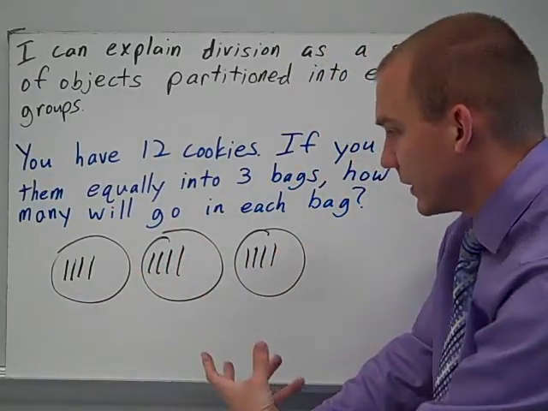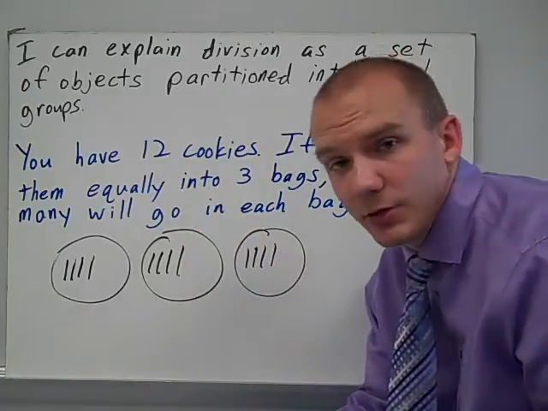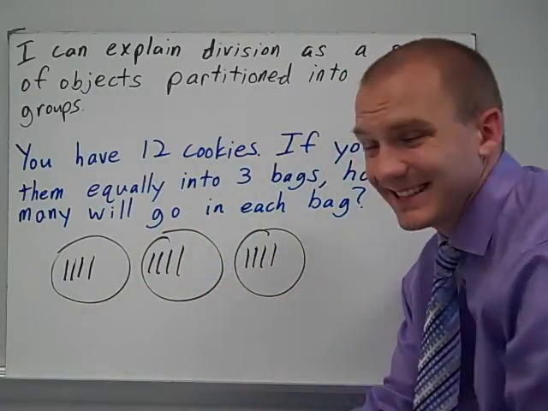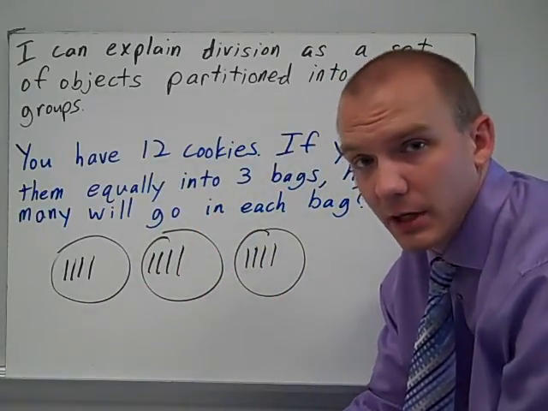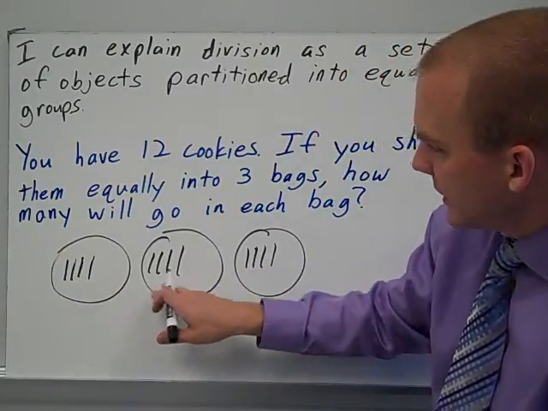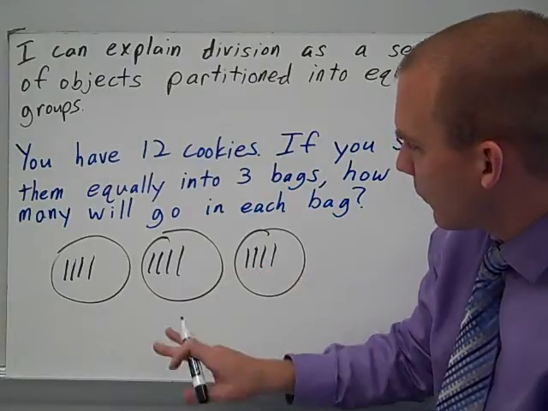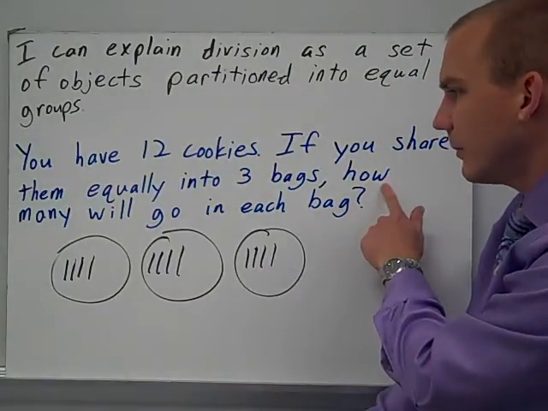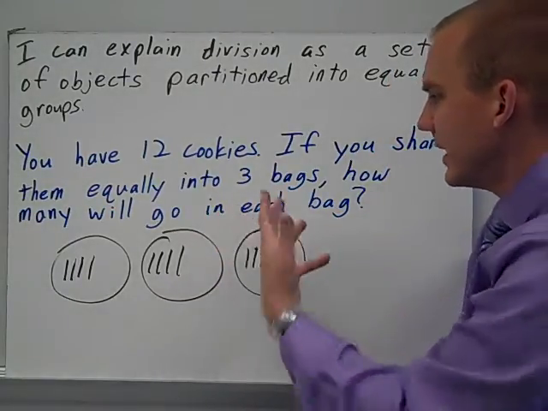And it works out perfectly where I don't have any left. I've counted to 12, and each bag has the exact same amount, so it's fair sharing. That's what division is. It's fair sharing. And I look, each bag has 1, 2, 3, 4 cookies. So when I go back to my problem, how many will go in each bag? Well, the answer is 4.